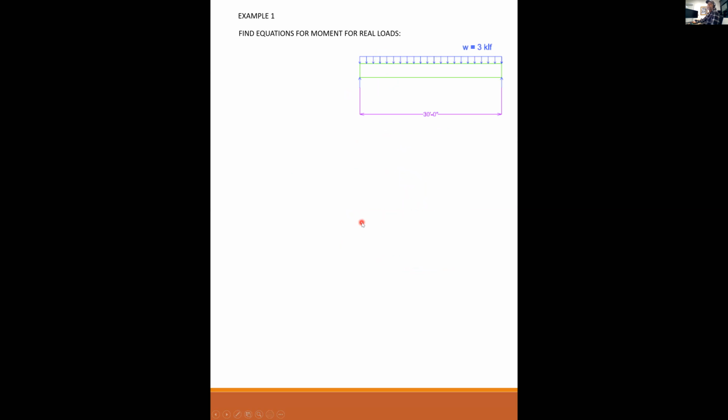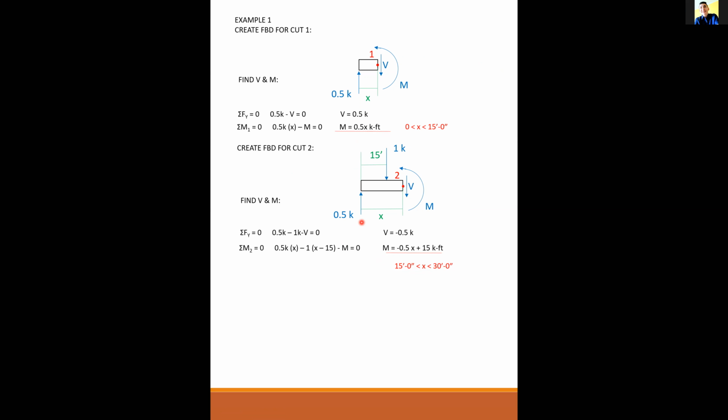Sorry, can you go back just a little bit? So Professor, that one kip can be applied anywhere, but because of the problem statement, it says midspan, that's why it's in the center. Absolutely, yes. Just for instance, if the problem statement had said, find the deflection at the quarter point, then you would have put the one kip load going down at 7.5 feet from the end of the beam.